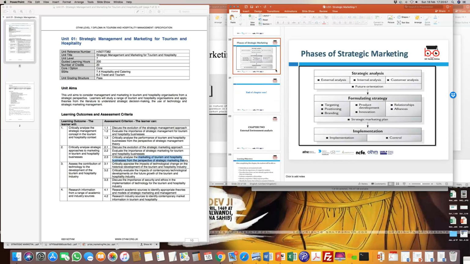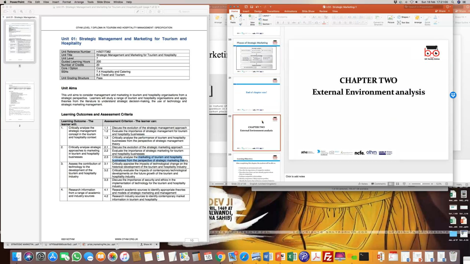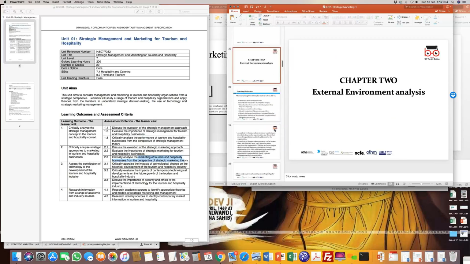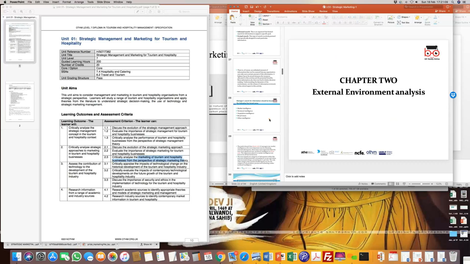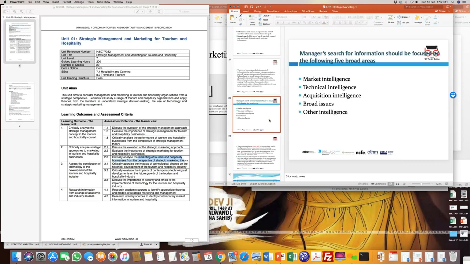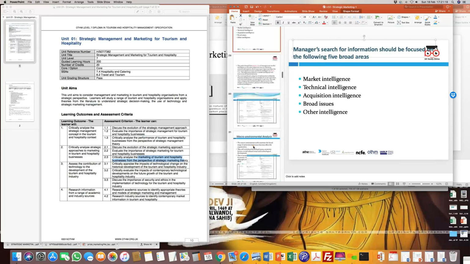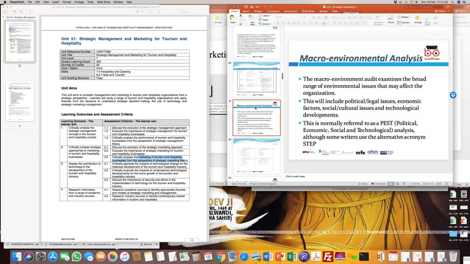Now, with reference to this slide, we need to understand how we do external analysis. Here we will study a number of tools to understand how the external environmental analysis is done. We look at these broad areas, and then once we have to do the external analysis, we look at tools like PEST, which is PESTEL in short, basically looking at all the factors which affect the business from an external perspective, which we do not have control over.